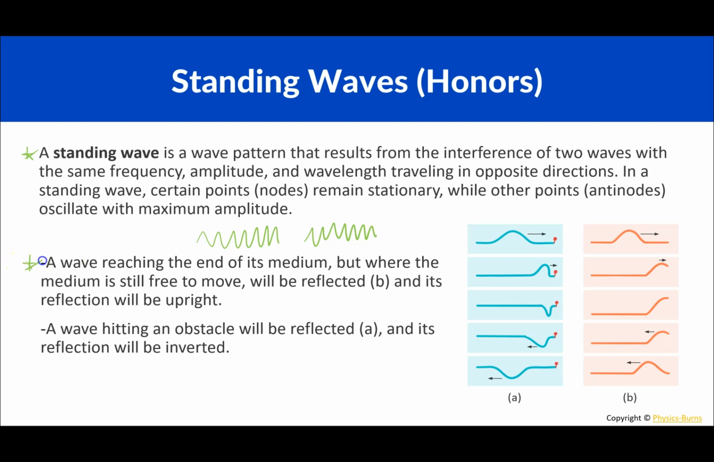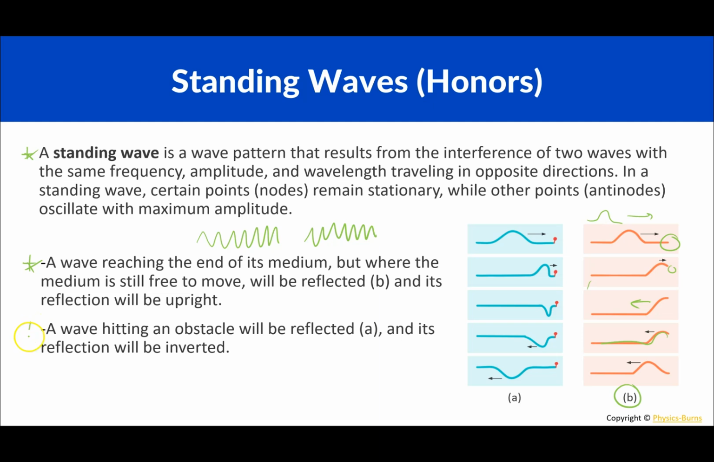A wave reaching the end of its medium, where the medium is still free to move, will be reflected upright. So that's going to be like option B right here. When this wave travels down this way, it's going to hit the end over here, and then it's just going to be reflected back going like that. We're not going to be really dealing with waves that move like that, but just know that when there's a free end, there's nothing holding it back. It's just going to be reflected going back in the same upright position.